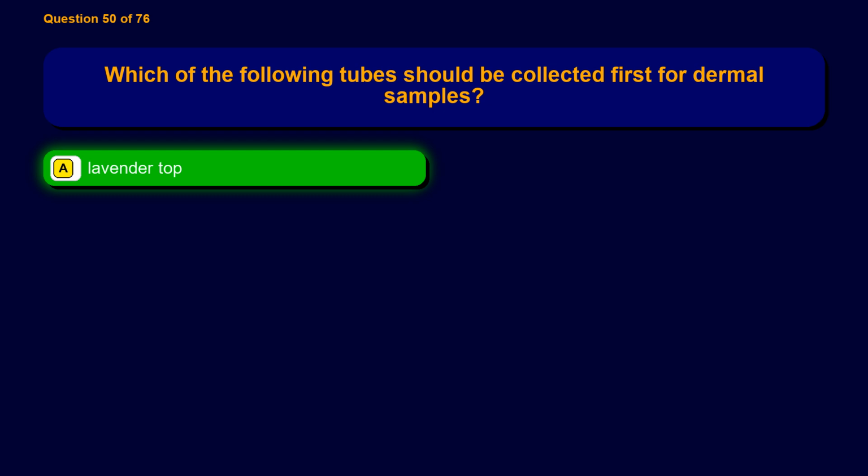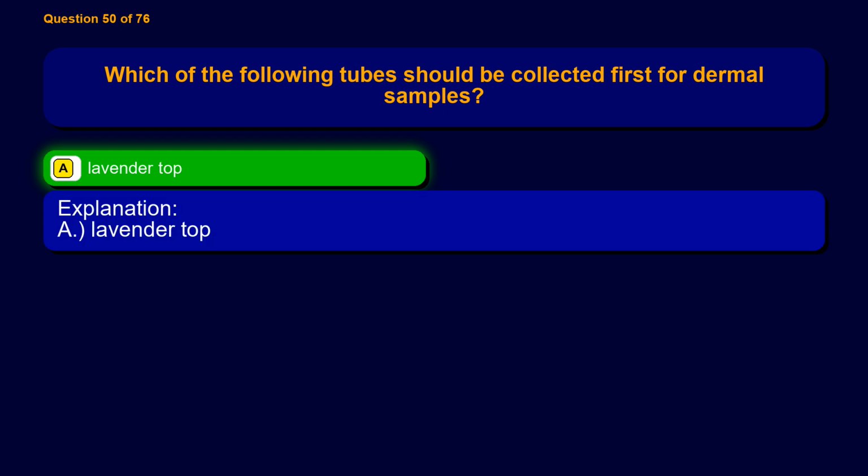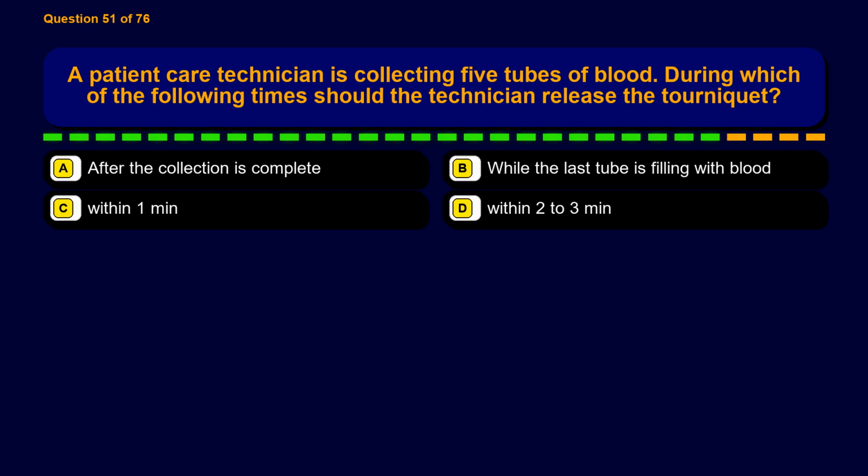The correct answer is option A, lavender top. Question 51. A patient care technician is collecting 5 tubes of blood. During which of the following times should the technician release the tourniquet?